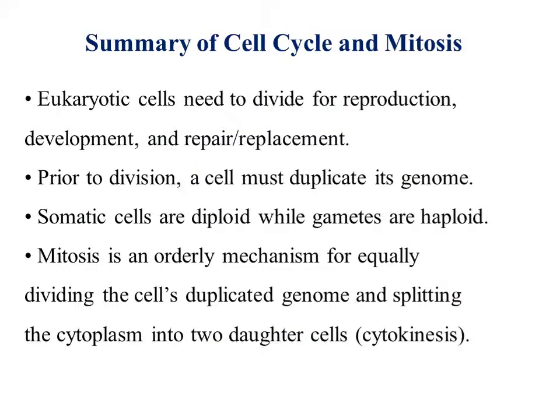So in summary, for the cell cycle and mitosis, eukaryotic cells need to divide for purposes such as reproduction, development, repair, and replacement. Prior to the actual physical act of division, the cell has to duplicate its entire genome, which is DNA replication or DNA synthesis. Somatic cells are diploid, while our gametes, the sex cells, are haploid, and we'll talk about that more at the end of this chapter when we discuss meiosis. Mitosis is a very orderly mechanism for equally dividing the cell's duplicated genome and splitting the cytoplasm into 2 daughter cells.